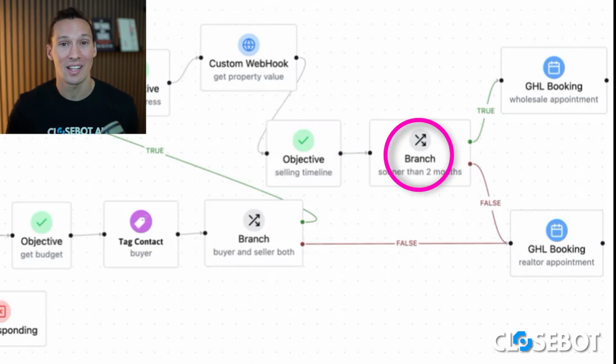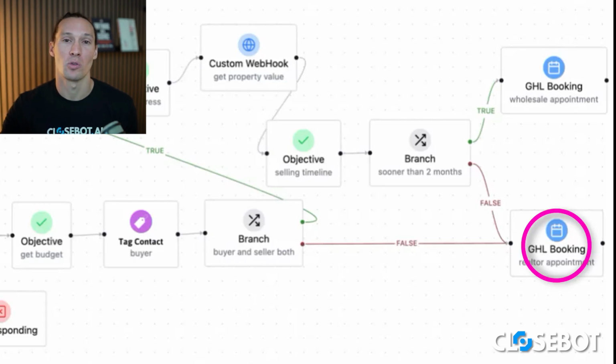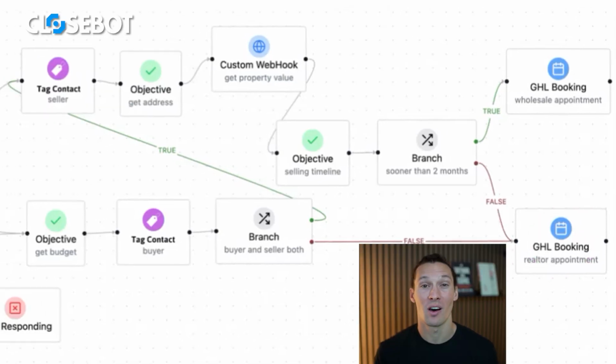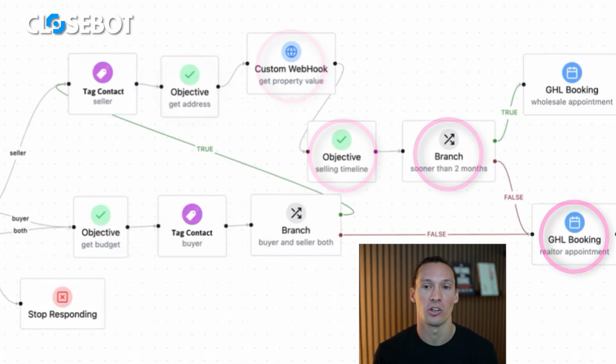If they're selling quickly, we need to route them to something called a wholesaler, which can handle fast sales. If they are not selling within 2 months, they have a little bit more time, we're routing them to a realtor to sell the traditional route. Now, if they're a buyer and a seller, we need to allow them to book to the realtor. And if they're just a buyer, allow them to book to the realtor as well.